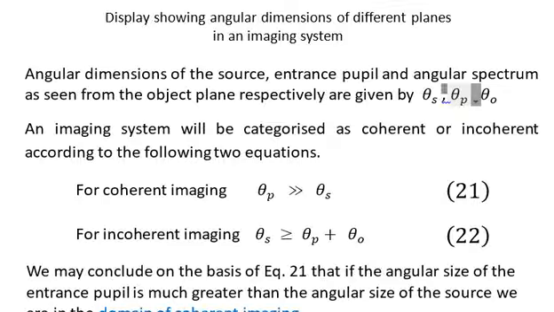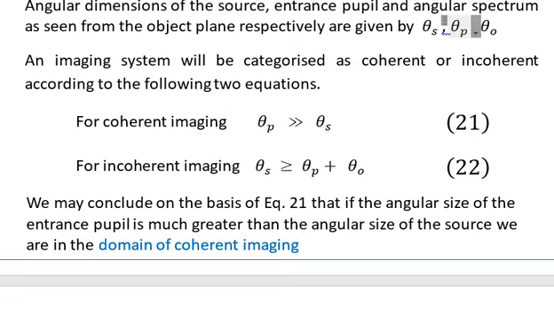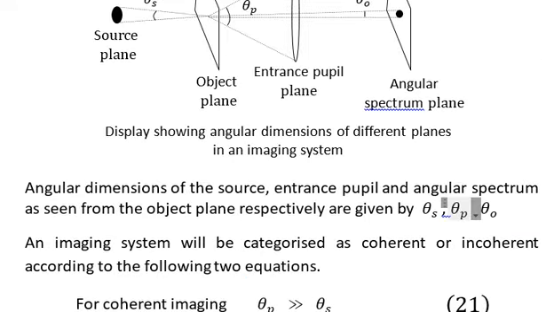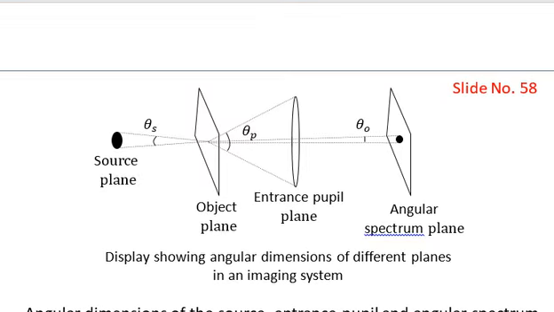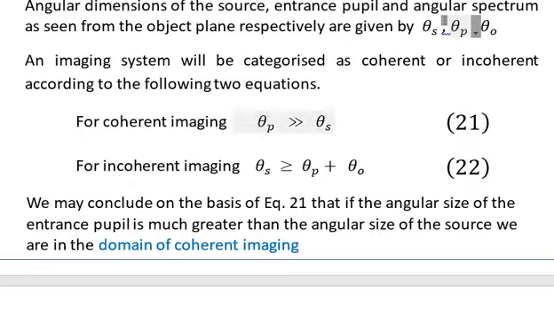An imaging system will be categorized as coherent or incoherent according to the following two equations. For example, consider the first equation. Generally speaking, when we are talking about a coherent system, the dimensions of our source must be very small. If we have a point source, that will form an ideal coherent system. But here we have shown some angular width of the source, so let's see what conditions should be applicable for a system to be coherent. It is given by equation number 21.